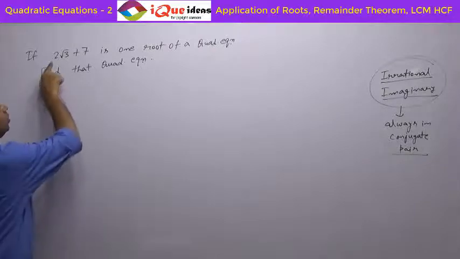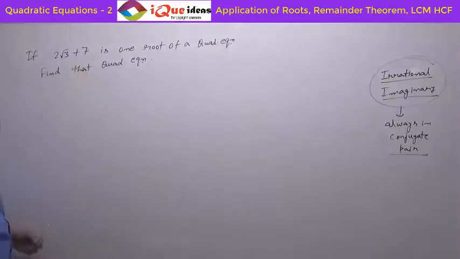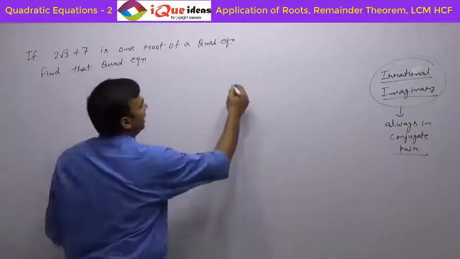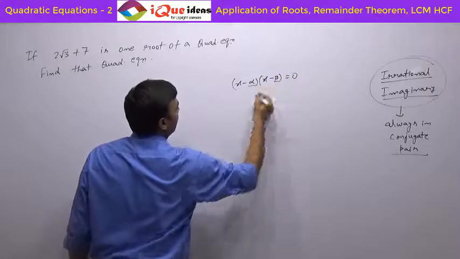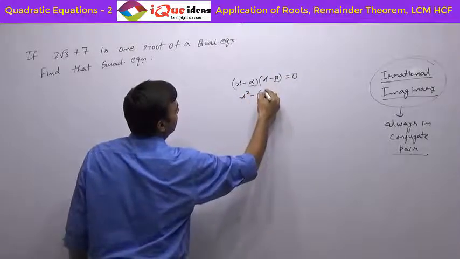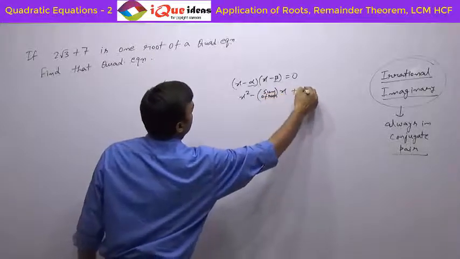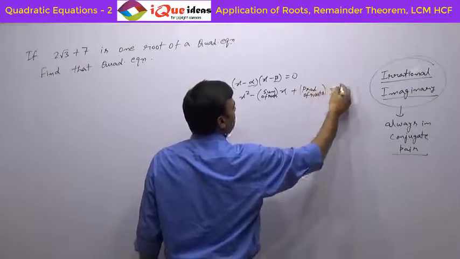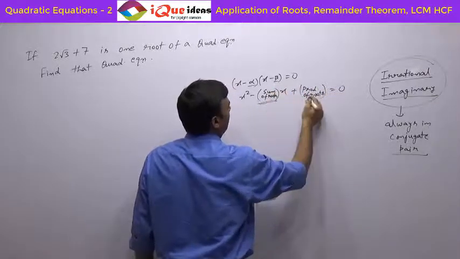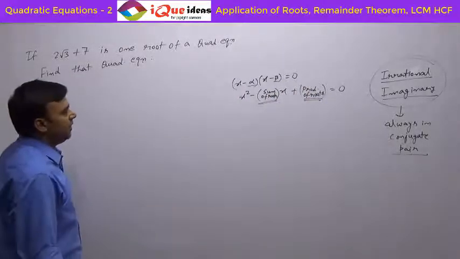It says if 2 root 3 plus 7 is one root of a quadratic equation, find that quadratic equation, right? How do we go about it? The formula that we have is either x minus alpha into x minus beta equal to 0, so we need both alpha and beta. Or it is x square minus sum of roots into x plus product of roots. For that also, to find the sum we need both the roots, and to find the product also we need both the roots. In this case, there is only one root given. Nothing to worry.